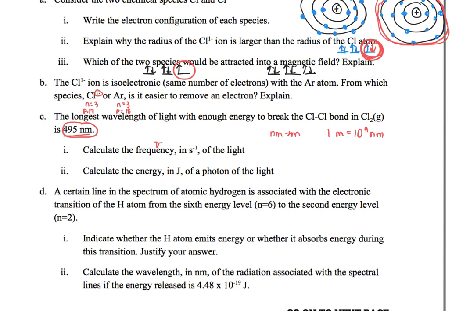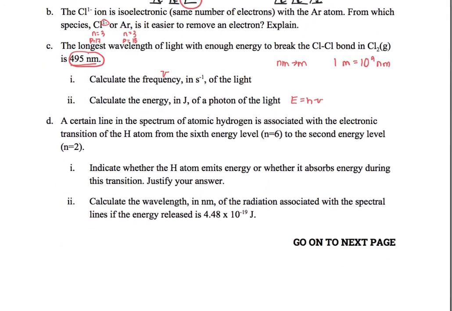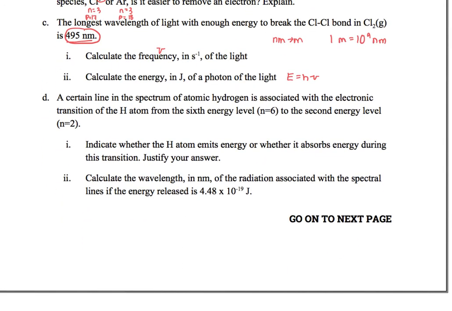So then we can plug in and solve for the speed of light. And then here we can use our E equals h times the frequency. All of these should have had 3 sig figs based off the numbers provided. All right, and then we have hydrogen, and it has a transition from energy level 6, so far away from the nucleus, down to energy level 2, closer to the nucleus.